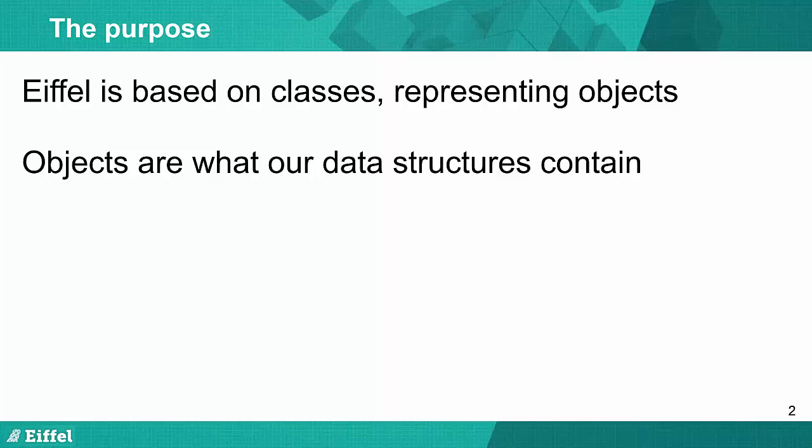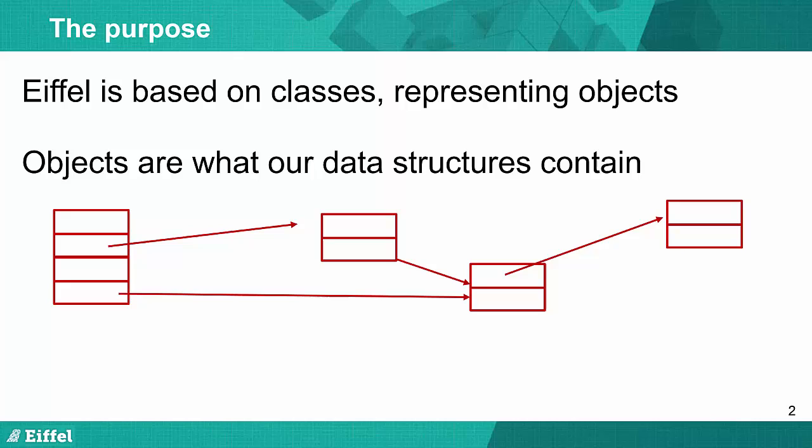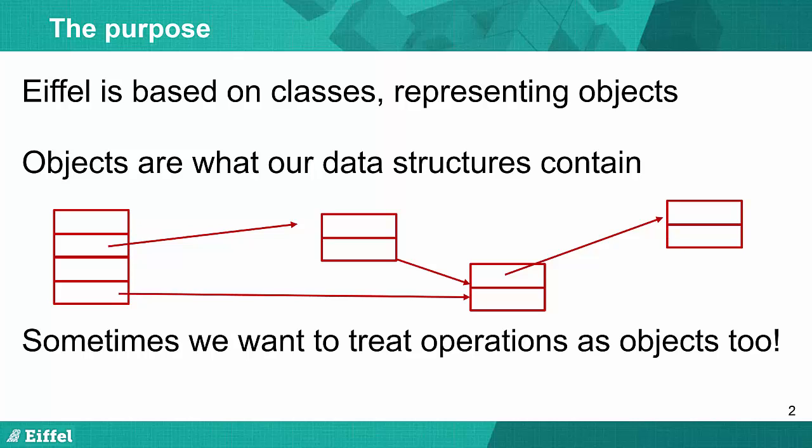So Eiffel fundamentally is based on the notion of class, which is the core of object-oriented programming, and each class, of course, represents a set of possible objects. And objects are what our data structures contain. So at runtime, we have all these objects that contain references to other objects and other values.